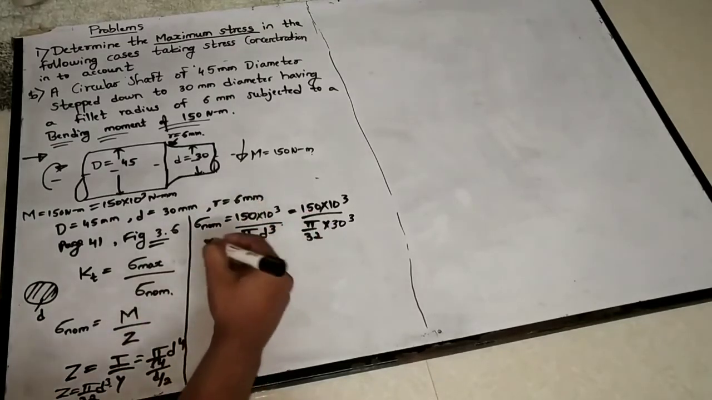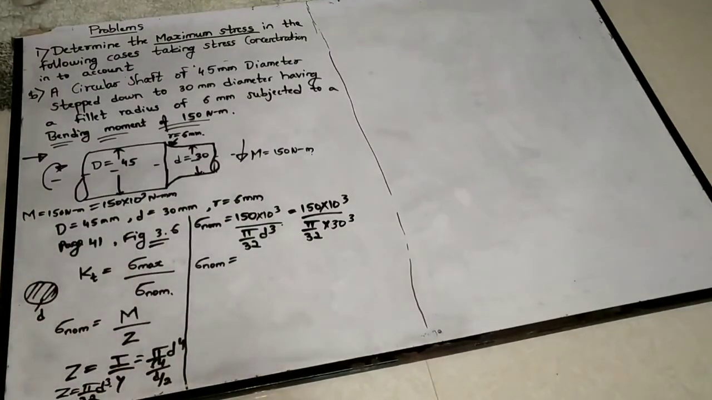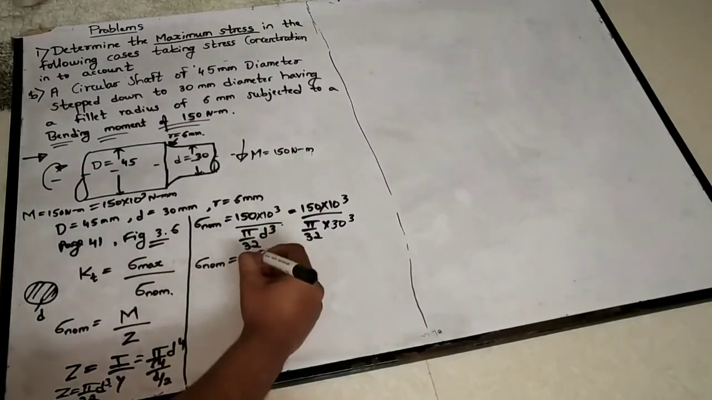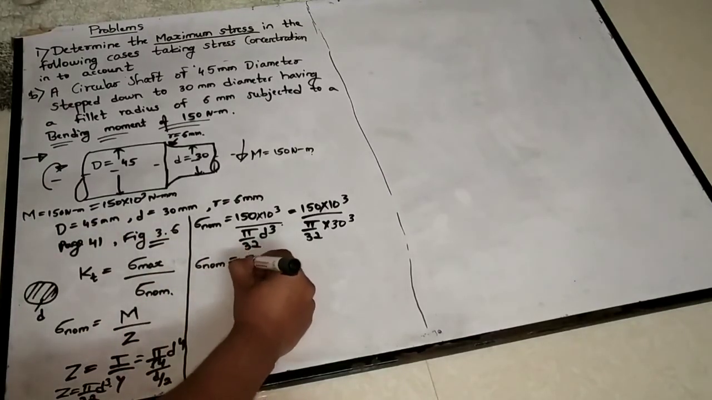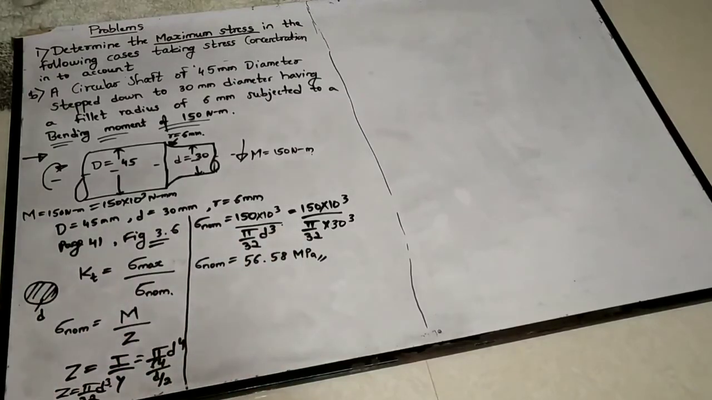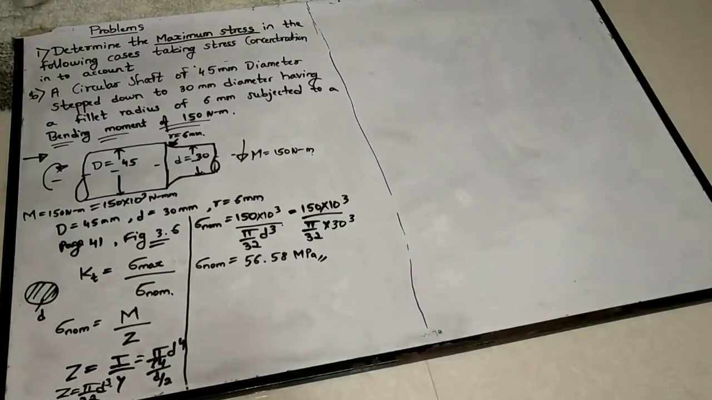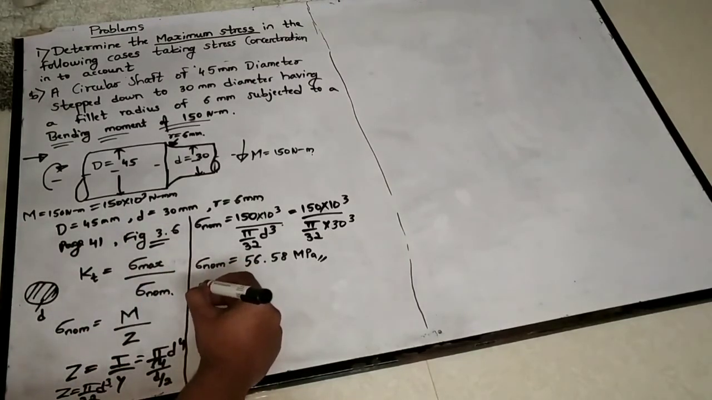So now we'll solve this. So you also solve simultaneously. So just check how much you'll get. So confirm it, 56.58 MPa. So this is your stress. So this is your nominal stress, what you are getting. Okay. So now we will try to find the stress concentration factor, Kt.